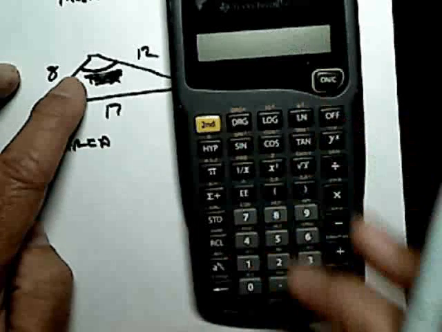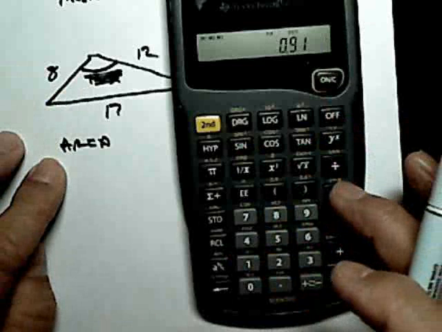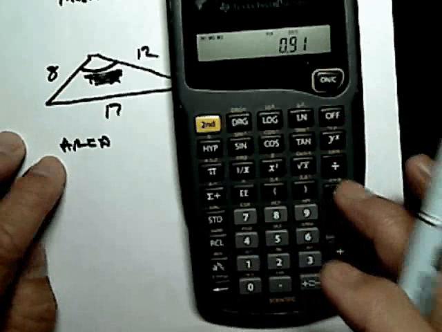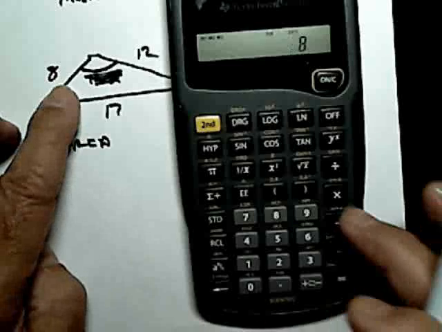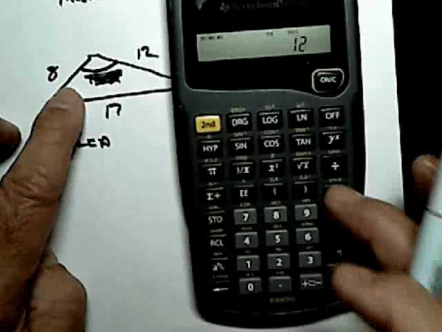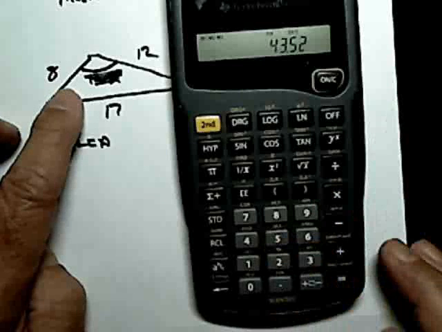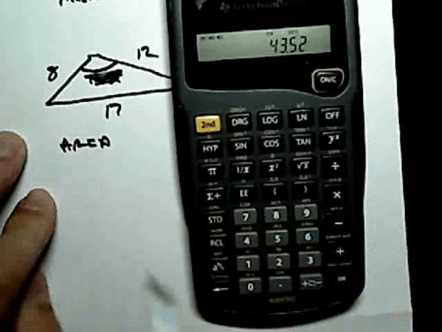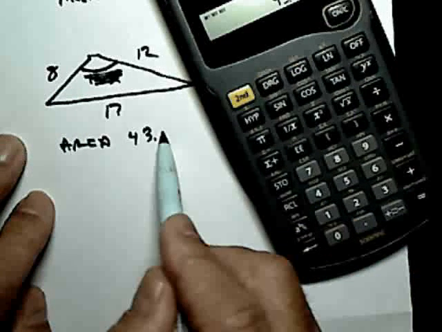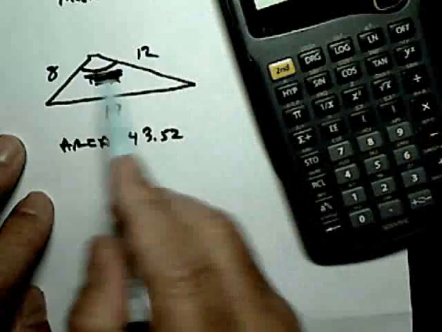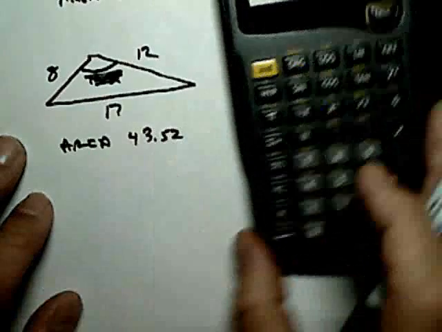Take its sine, multiply that times 8, multiply that times 12, multiply that times 0.5, and the answer should be 43.52 square inches. If these were inches, it'd be square inches. If these were feet, it would be square feet.